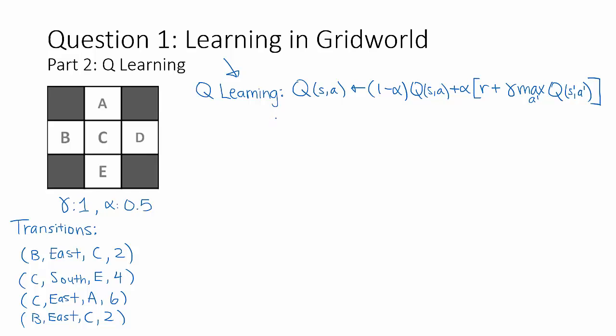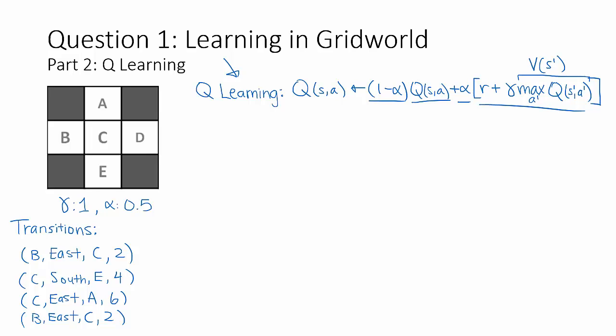Again, the update consists of a sum of 2 values. The current Q(s,a) value that gets weighted by a factor of 1 minus alpha, plus the sample reward that gets weighted by a factor of alpha. Notice that the sample reward is written slightly differently than what we saw in TD learning. In TD learning, what we saw was that the sample reward was the immediate reward R plus the discount times the value at the landing state.